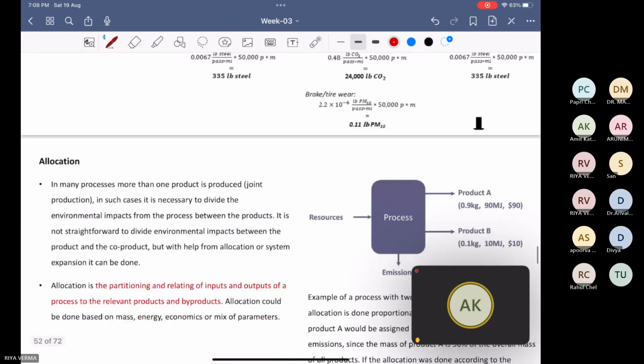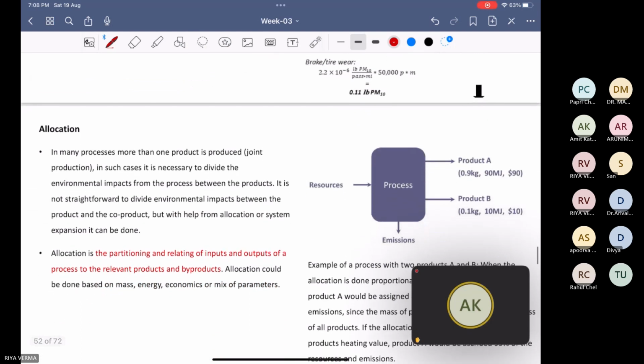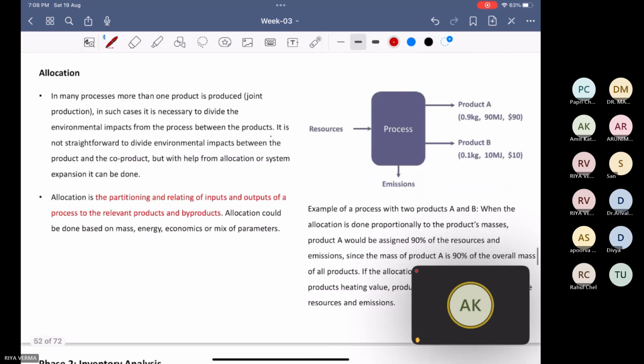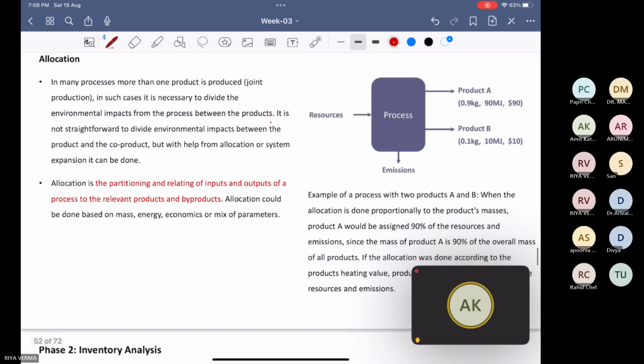Then coming towards the allocation. In many processes, more than one product is produced. That is joint production. In such cases, it is necessary to divide the environmental impacts from the process between the products. So what is allocation? Allocation is the partitioning and relating of inputs and outputs of a process to the relevant products and byproducts.